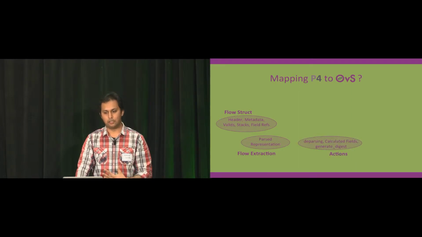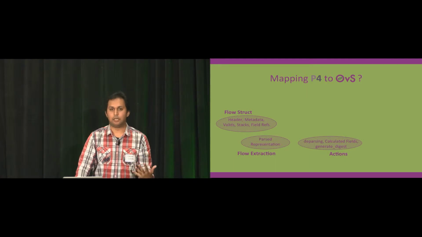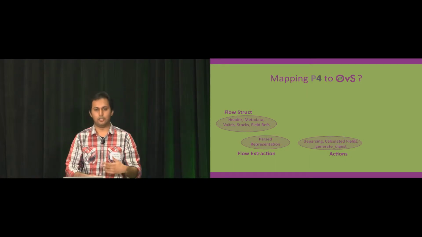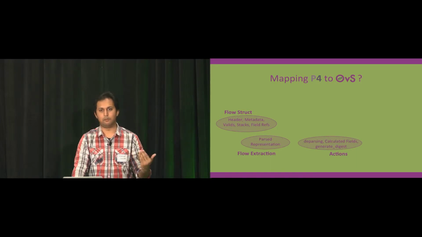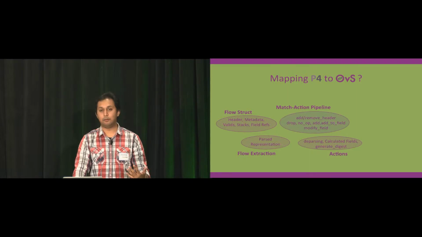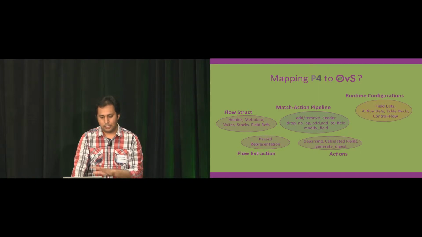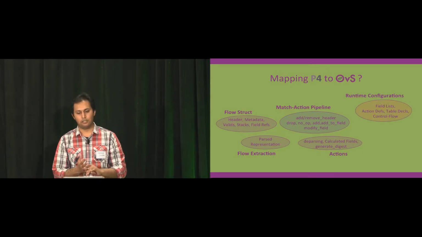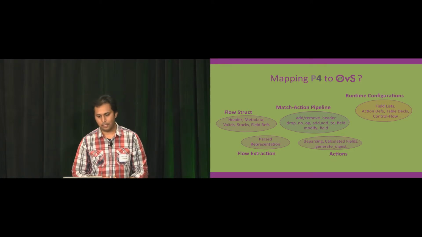And then you move on to the actions. Note that these actions are different from the slow path action that we saw in the previous slide. These actions are actually deparsing, doing checksums, generating a digest to the controller, and others. These are the ones that I picked from the P4 specification. And then we have the match action pipeline in the slow path. There are many different primitives that P4 provides you, like add and remove header, drop, no op, add to field, and modify field. And then finally, we have runtime configurations that take care of the field lists, action definitions, table declarations, and control flows.